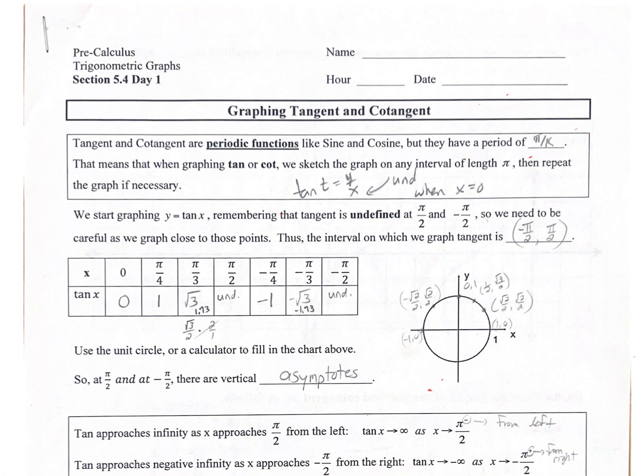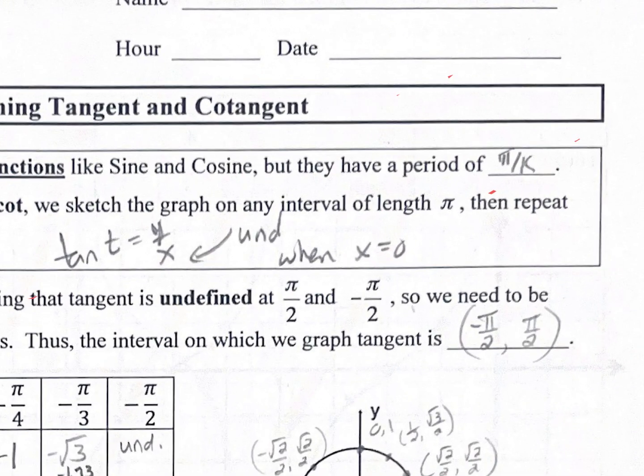All right, so all of you have this filled in notes section on Canvas, but for those of you that were gone, I wanted to give a little video to explain some of it on graphing tangent and cotangent. So tangent and cotangent are periodic functions, just like sine and cosine. They have a period of pi over k and not 2 pi over k. So that's one thing that's different.